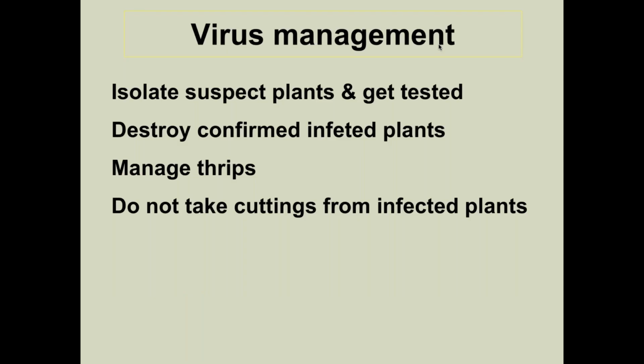So isolate the suspected plants and get them tested, or do the testing yourself if you want to go that route with some of those immunostrip test kits. Once you have confirmed infected plants, those need to be destroyed. You cannot cure them, and if you keep them around, you run the risk of that moving to other crops and other plants. Some, like tobacco mosaic virus, can be moved around simply by touching the plants and then touching healthy plants. Aphids can move around things like cucumber mosaic virus, and then certainly thrips can move around the tospoviruses.